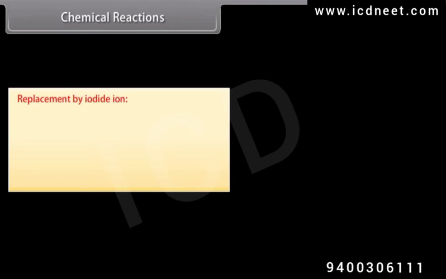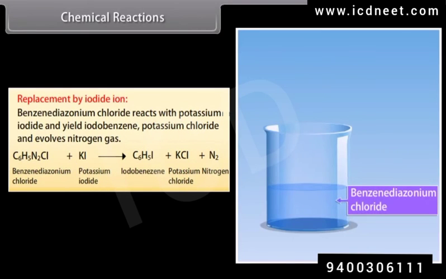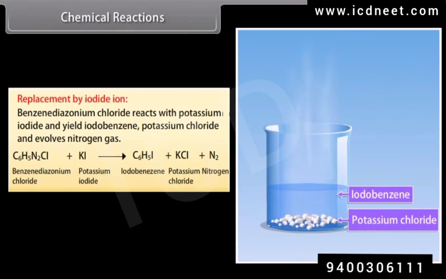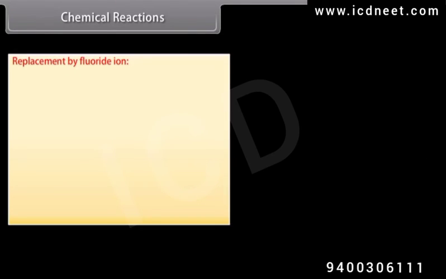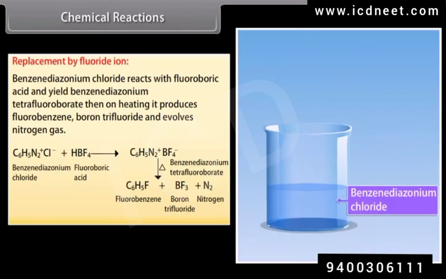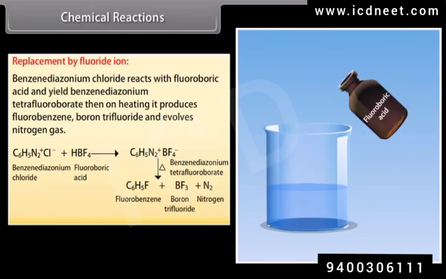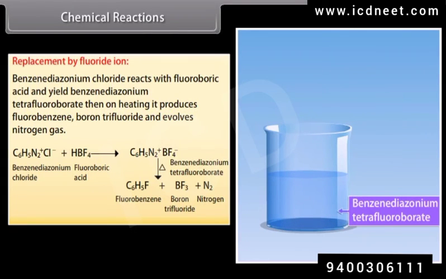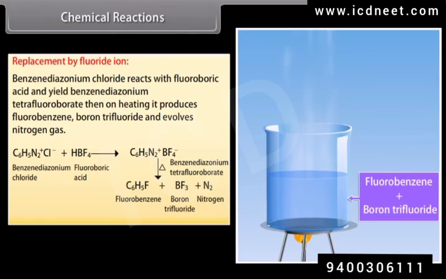Replacement by iodide ion. Benzene diazonium chloride reacts with potassium iodide and yields iodobenzene, potassium chloride, and evolves nitrogen gas. Replacement by fluoride ion. Benzene diazonium chloride reacts with fluoroboric acid and yields benzene diazonium tetrafluoroborate, which on heating produces fluorobenzene, boron trifluoride, and evolves nitrogen gas.